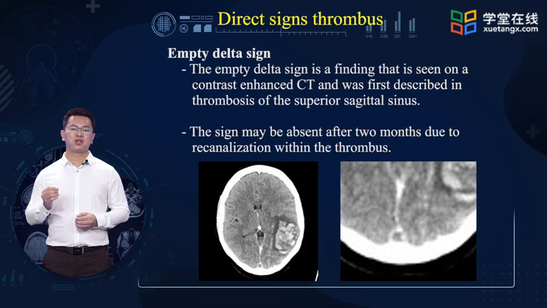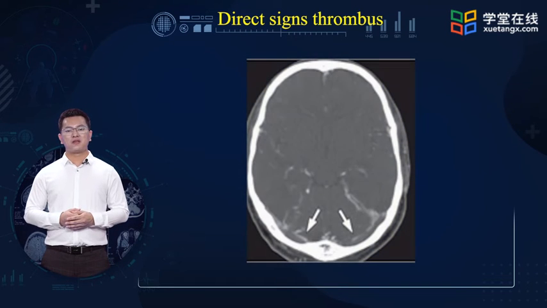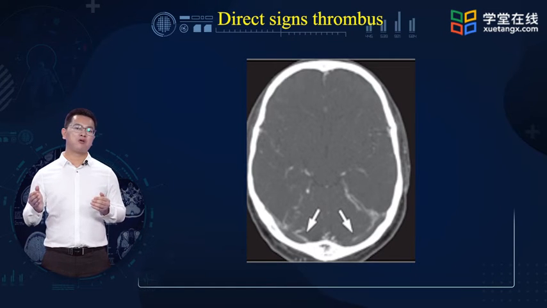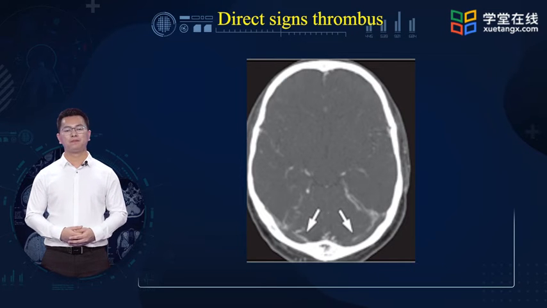This case showed us an empty delta sign due to thrombosis in the superior sagittal sinus. This is a case of thrombosis of the right transverse sinus and the left transverse and sigmoid sinus. There is enhancement surrounding the thrombus, with hypoattenuating veins.